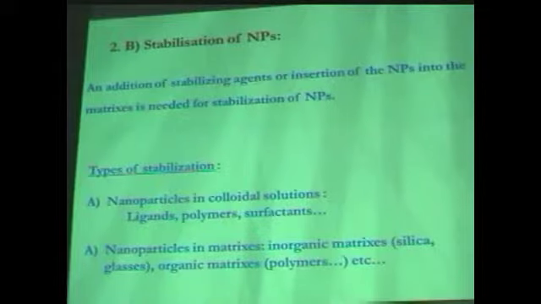I put here two types of stabilization. The first one is the use of different ligands, polymers, surfactants, which provide nanoparticles in colloidal solutions. And the second one is the use of inorganic matrices such as silica, glasses, or organic matrices such as copolymers, and in this way we obtain the stabilized nanoparticles.